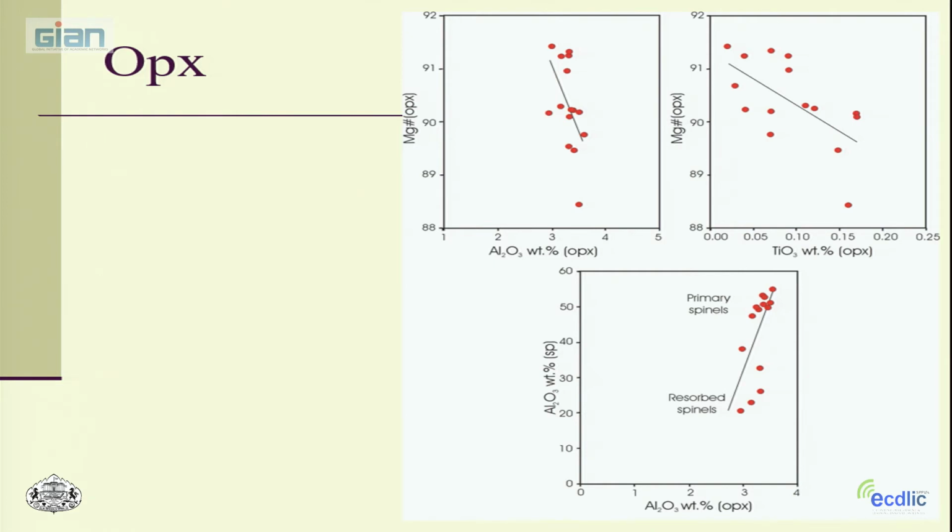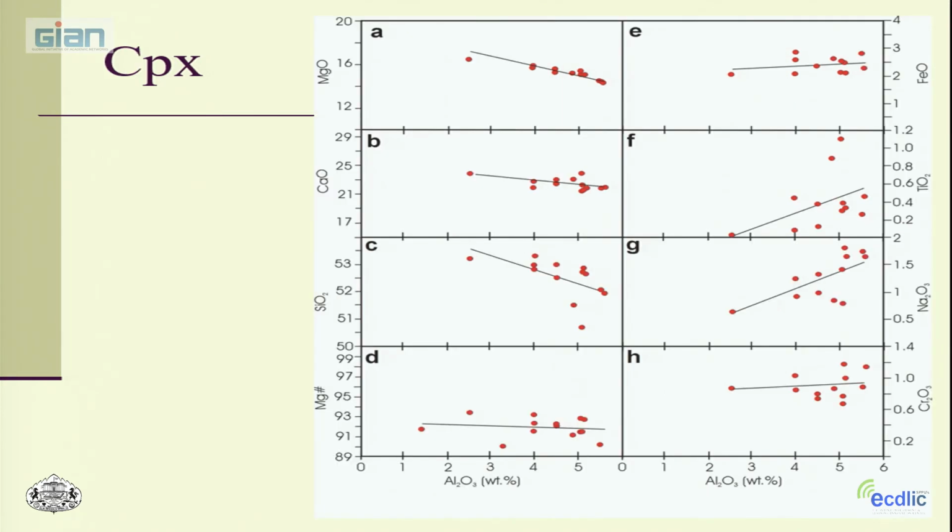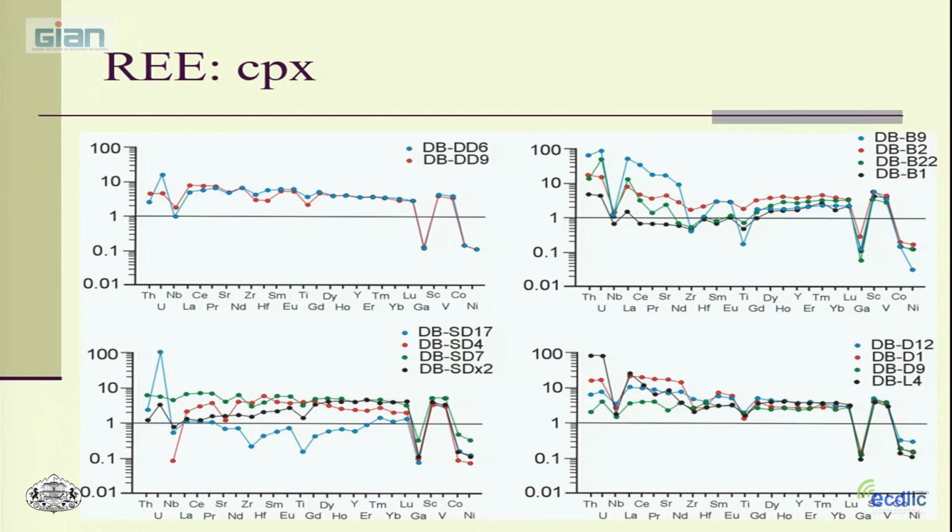So whether they have a cogenetic origin or one is exsolving from the other, and what is the process. This has also been tested for the CPX, with Al2O3 versus various different parameters plotted, and you see either positive or negative correlation that speaks about the melting conditions and the differentiation process the magma has undergone.